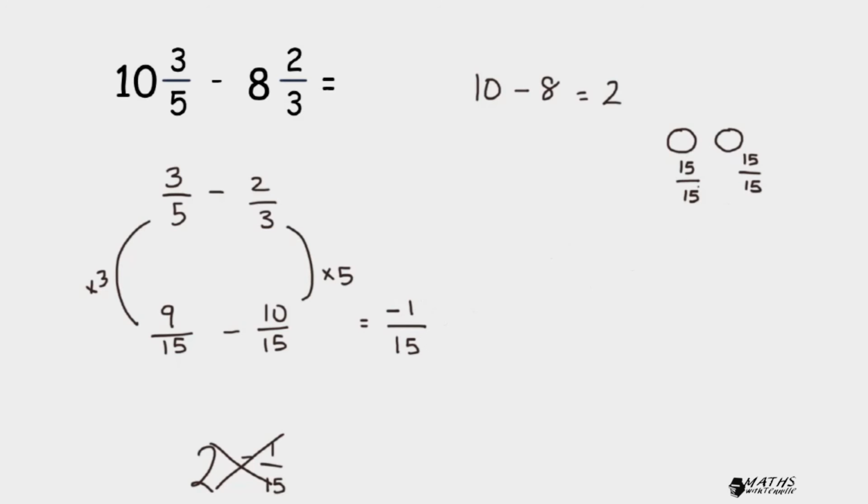So what I'm going to do is take away one of those slices because I'm short one slice. So I'm going to take my 2 whole pizzas and take away the 1/15, and that is going to leave me with 1 whole pizza. And when I take away 1/15 from this pizza, I'll be left with 14 over 15. So the final answer to this question, 10 and 3/5 take away 8 and 2/3, is 1 and 14 over 15. I'm going to do another question like this if you don't quite understand.